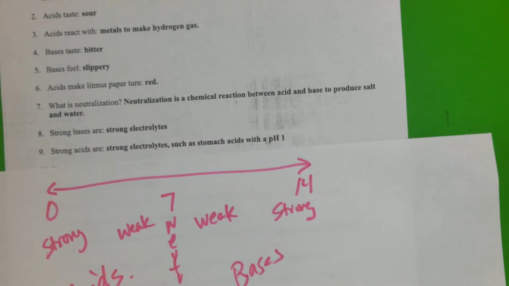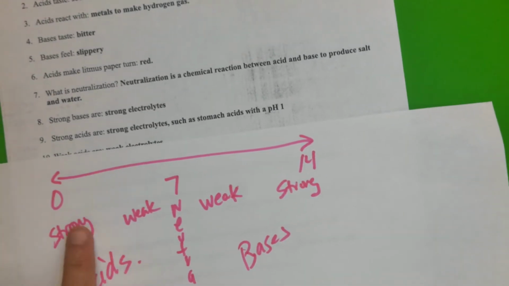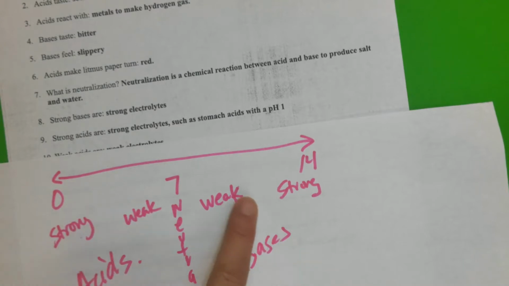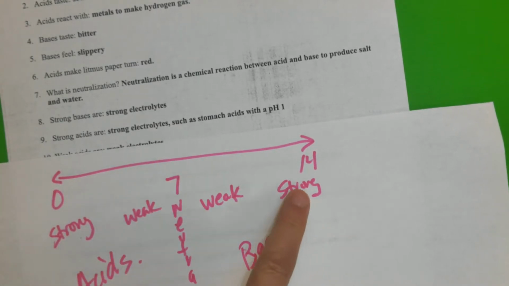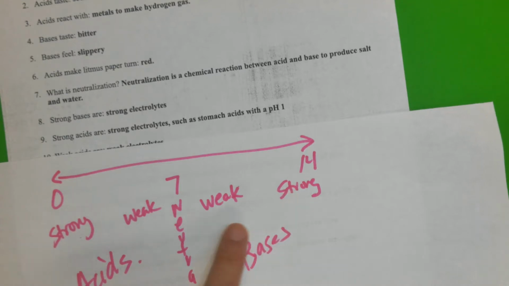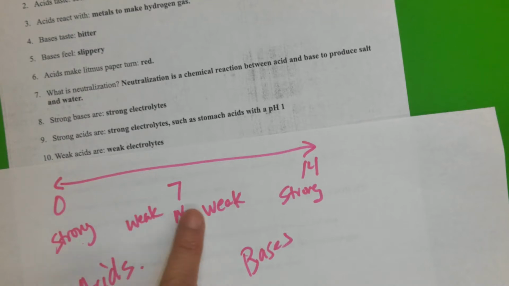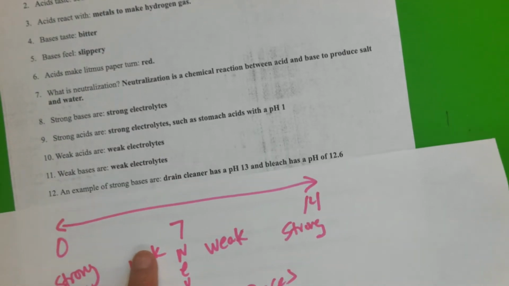On this one, as it goes closer to 7, it's weak. As it goes closer to 0, it's strong, and as it goes closer to 14, it's strong. So weak acids are also weak electrolytes. Weak bases are also weak electrolytes.